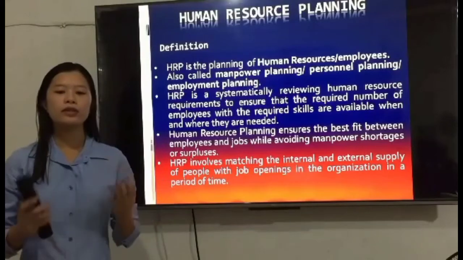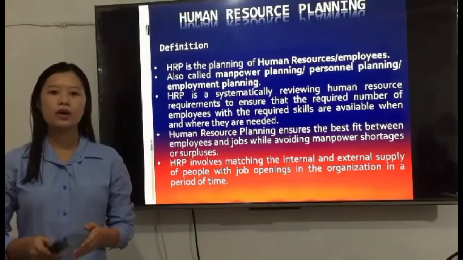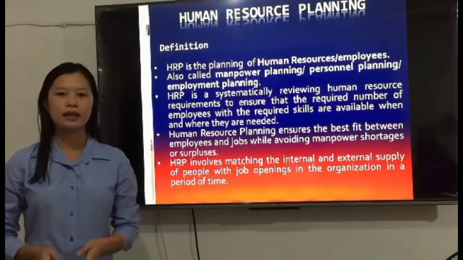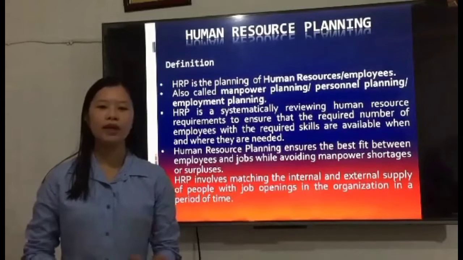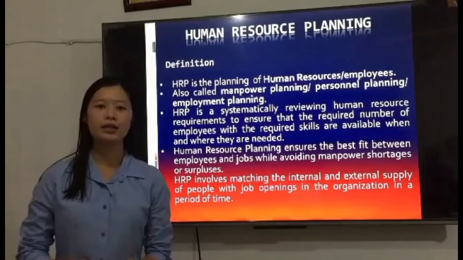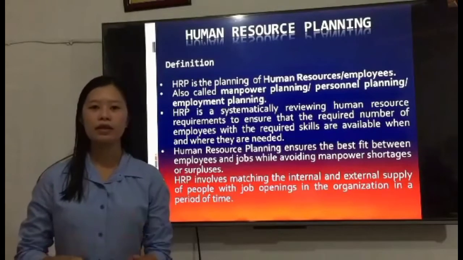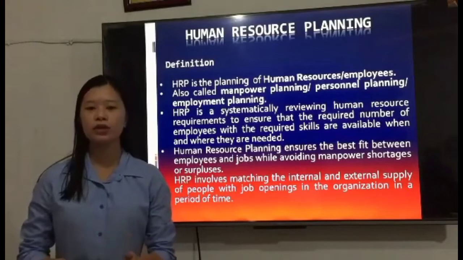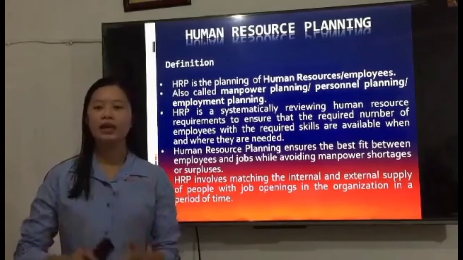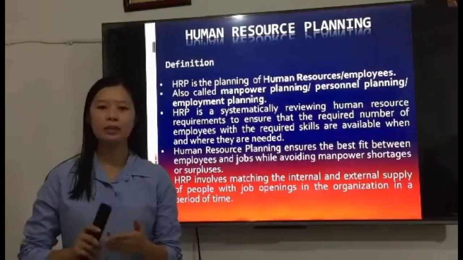Therefore, human resource planning is a subsystem of organizational planning. In addition, manpower is the most valuable asset of an organization and not the money or physical equipment, because it's their abilities, knowledge, and experiences that can't be replaced.